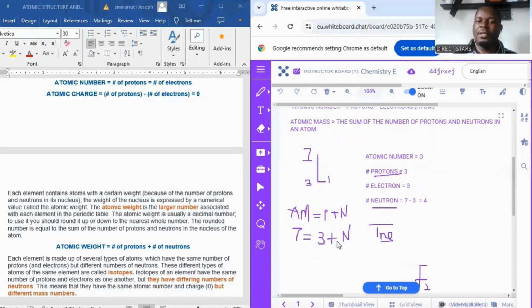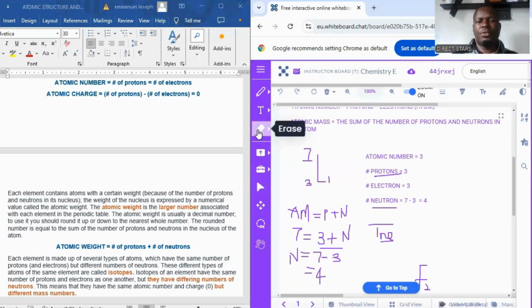So if I make the neutron the subject of the formula by collecting like terms, I move this 3 to the other side. I get my N, that is my neutrons, to be equal to 7 minus 3, and that becomes 4. So that accounts for the number of neutrons in the atom.